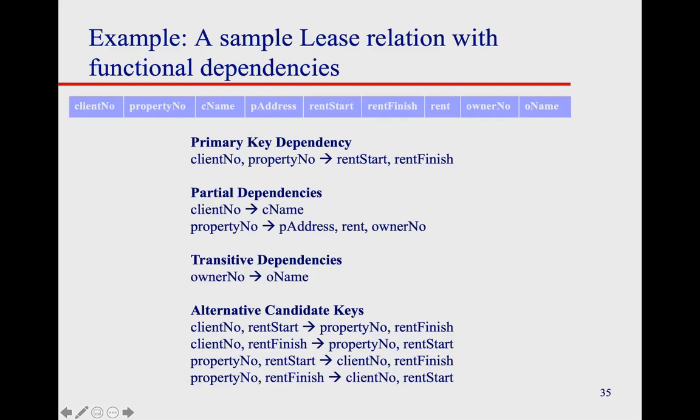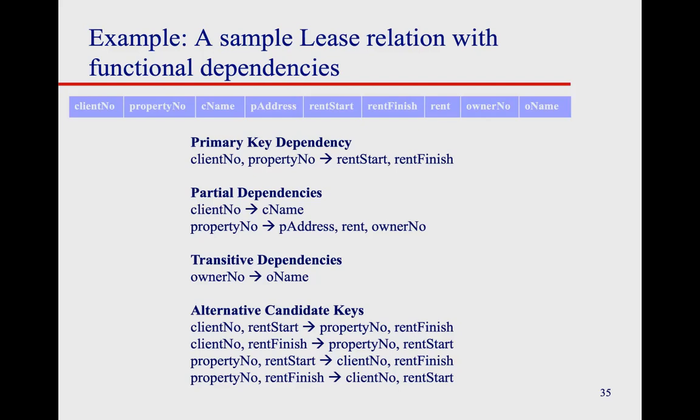And similarly, knowing the property and when the lease finishes lets us know who's renting it and the start. And then again, once we have both the property number and the client number, we can determine all the attributes. So here's a full set of functional dependencies for this lease relation. And I would expect on an exam or a homework, you'd be able to find all of these relationships.